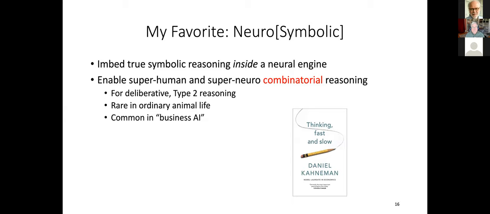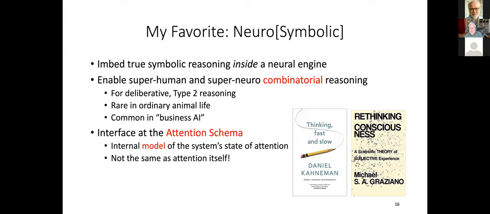It's rare in ordinary life, but it's very common in business AI. And the psychological results all show that type one is subject to very systematic biases, because things are being done on the basis of similarity rather than true probabilistic reasoning, and that people tend to be pretty bad at type two reasoning, but they can learn. It's kind of painful.